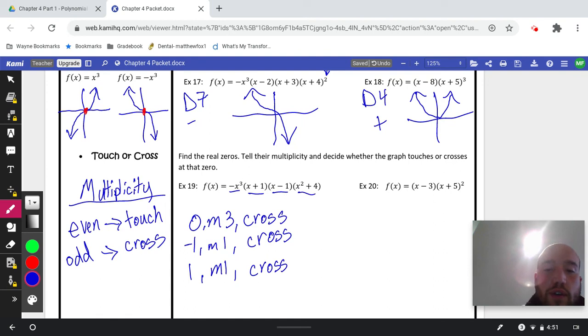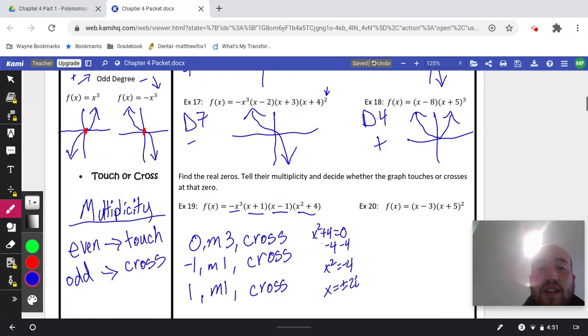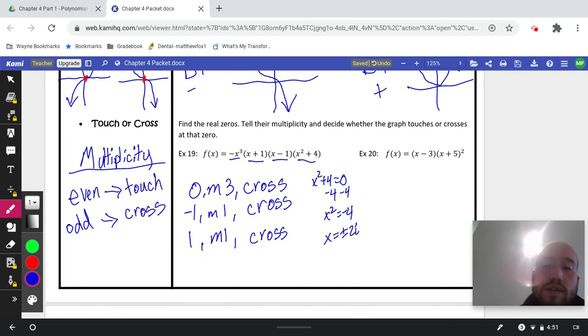Now this final one, think to yourself, x squared plus 4 equals 0. If we subtract 4, x squared equals negative 4. We cannot take the square root of that. The square root of a negative would give us plus or minus 2i, and if it has an i, that's not a real number. So it's not a real 0. We'll get more into that later, but for now, we can say there are no real zeros from that one.